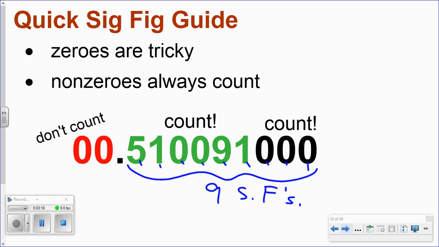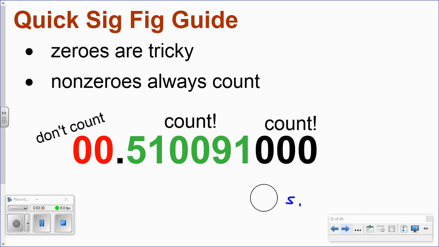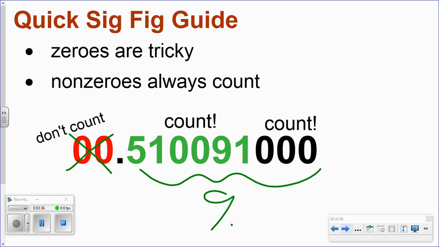Now, here's the next question. What about the zeros to the left of any non-zero number? And let me say it again, it does not matter where the decimal point is. Those don't count. Those are placeholders, okay? And I can explain that a little bit better. But these don't count. So we do indeed have 9 significant figures, okay, in this weird example.